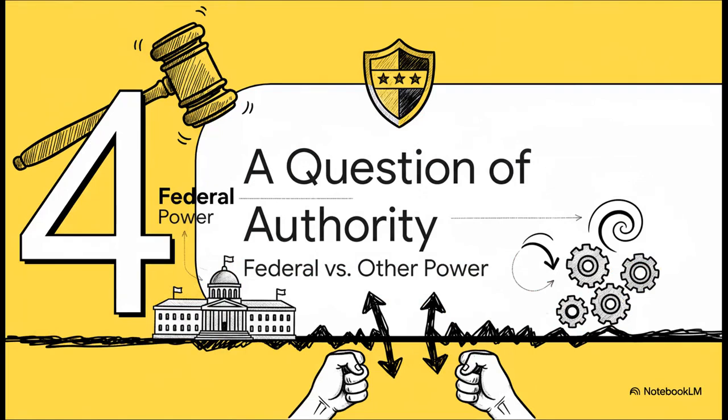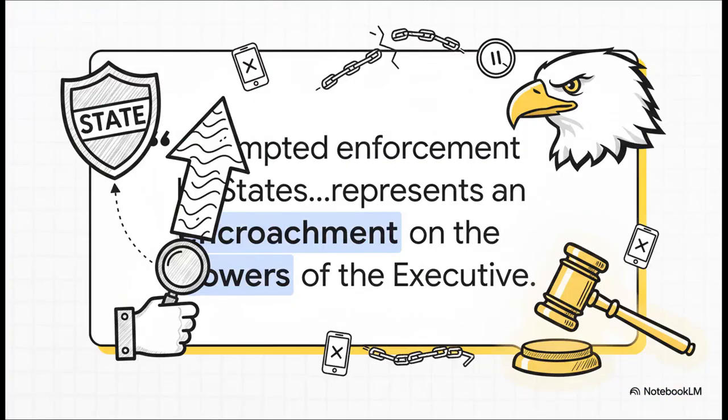And that third step, defending the president's authority, leads us straight into our next section, because this order raises a really fascinating question about power. Who's really in charge of enforcing this law? The order does not mince words on this. Just take a look at this line right from Section 1D. "Attempted enforcement by the states or private parties represents an encroachment on the powers of the executive." I mean, that's about as direct and forceful as it gets.